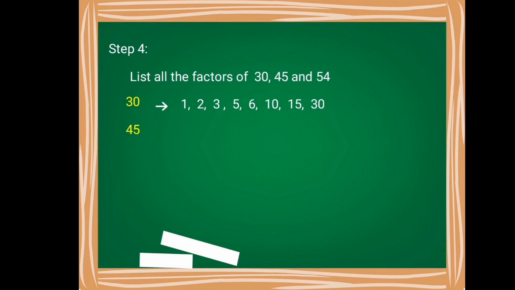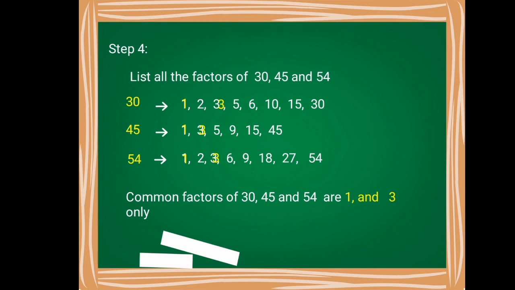For 45, we got 1, 3, 5, 9, 15, and 45. And for 54, we got 1, 2, 3, 6, 9, 18, 27, and 54. What do they have in common? 1, 3, only 1 and 3. The common factors of 30, 45, and 54 are 1 and 3 only.